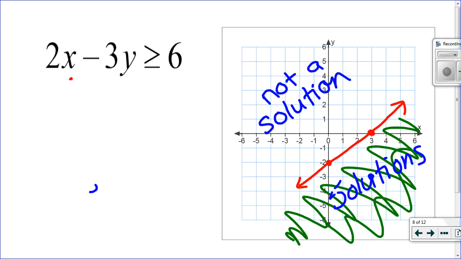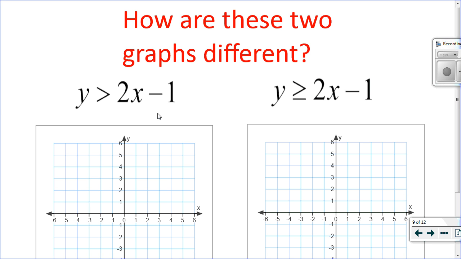And so if I pick a point up there, and I'm not going to do this, you can do this if you want. If I pick a point up in this region where it's not shaded, say 0, 1, and I substitute that in here, that shouldn't work for that inequality because those are not solutions. Okay?